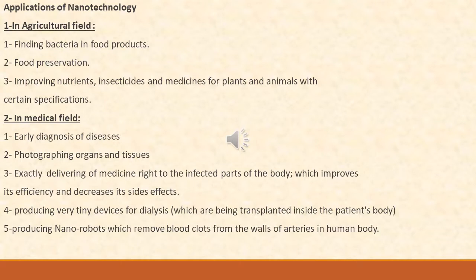Applications of nanotechnology. Nanotechnology has several applications in several fields. First one, agriculture. In agriculture, we can use nanotechnology in finding bacteria in food products, improving nutrients, insecticides, and medicines for plants. Number two, medical. We can use it for diagnosis of some diseases, photographing organs and tissues, treating some diseases like cancer, producing nanorobots which remove blood clots, and helping in dialysis.